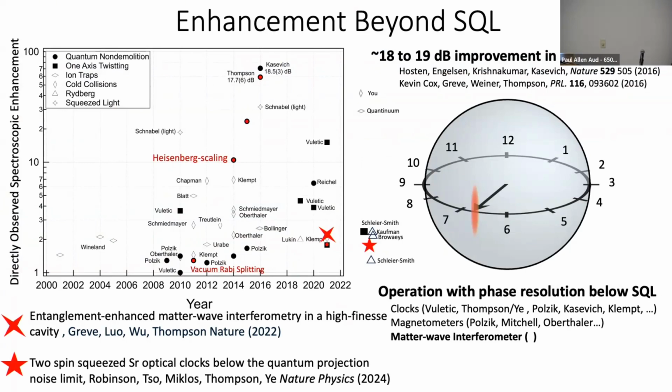And so here, on a log scale, is the directly observed enhancement over the standard quantum limit in phase resolution versus year. All the solid points are from the cavity community, and you can see the other platforms over here. About state of the art is 18 to 19 dB of improvement using QND measurements with rubidium in Mark's group and in our group. I'm going to briefly tell you about 2 points we've added here, which are now trying to push these kinds of enhancements into quantum sensors.